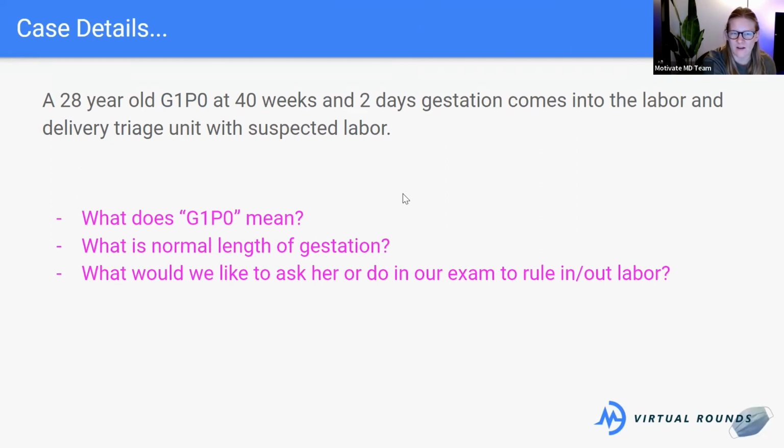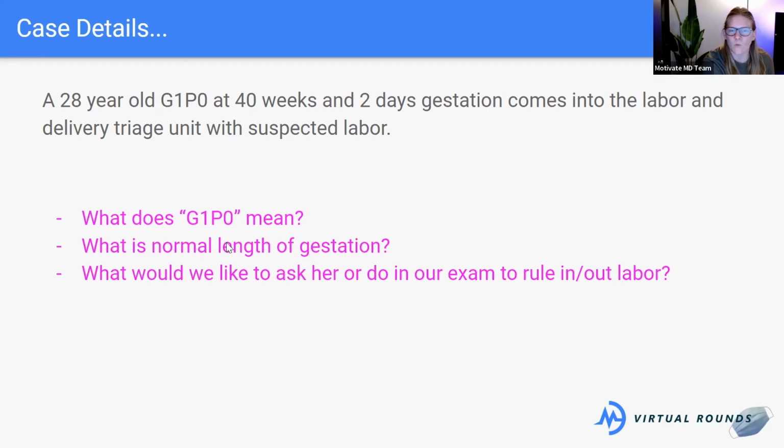Why would we include that in front of the patient's history? And if not, we're going to go through the answer here in a second. Adam totally got it right. Yes, it's her first pregnancy and she has no children. So that's what the G1 is, her number of pregnancies, and the P is her number of children. We'll go through that in a little more detail in a second.